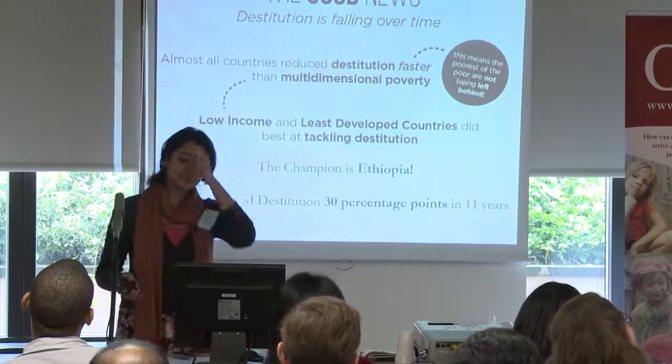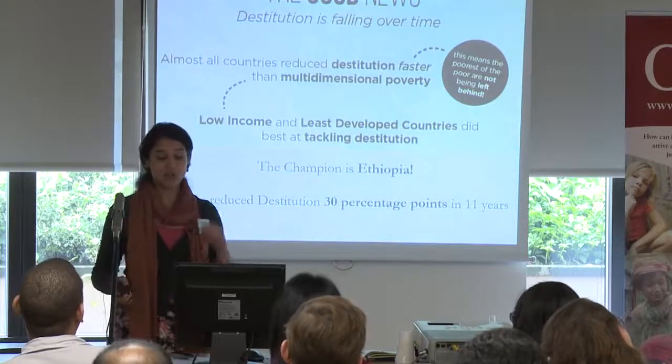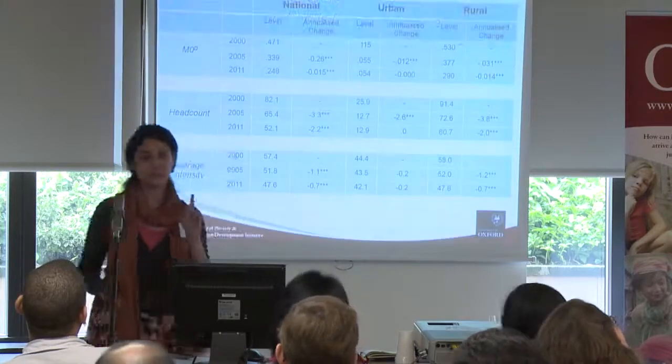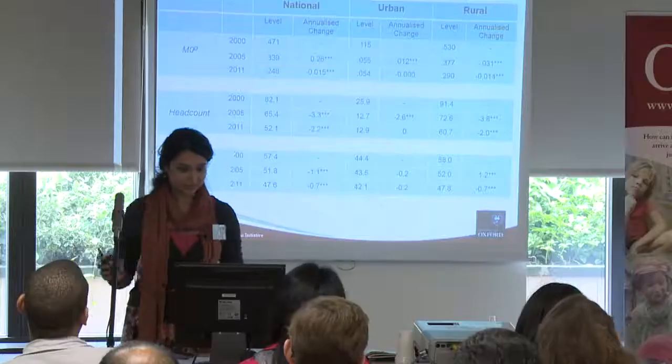In the case of Ethiopia, we see that the percentage of people who are destitute has gone down by 30 percentage points in 11 years. The change was more prominent in the years between 2000 and 2005 compared to 2005 and 2011.